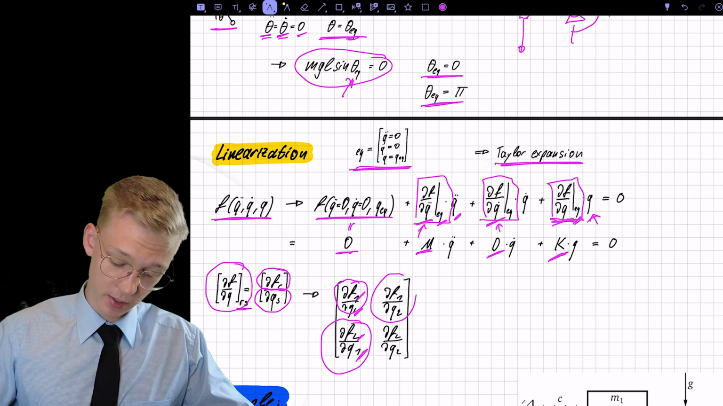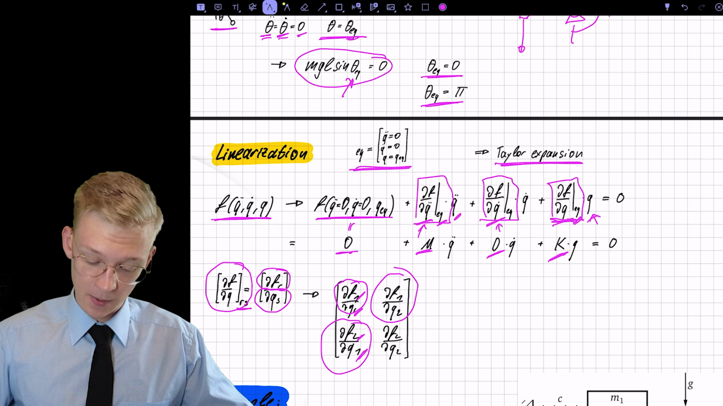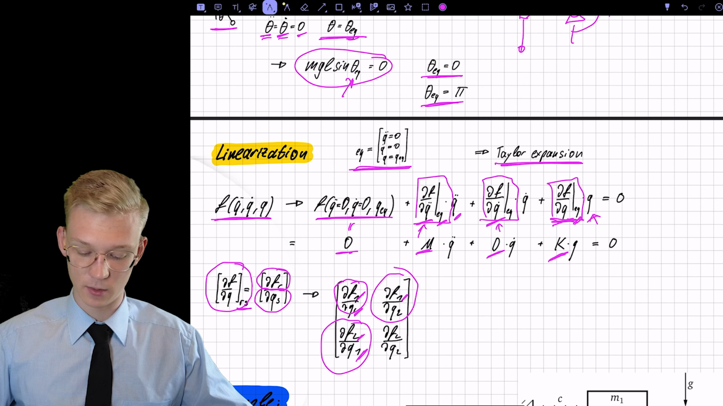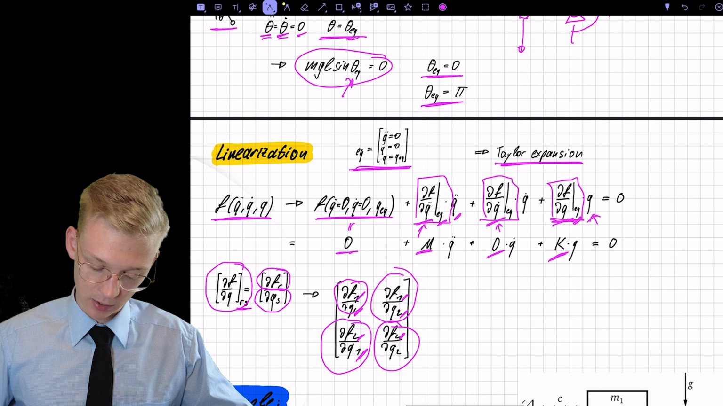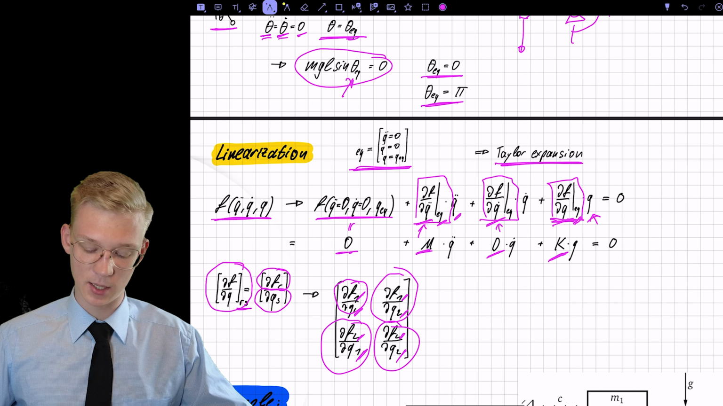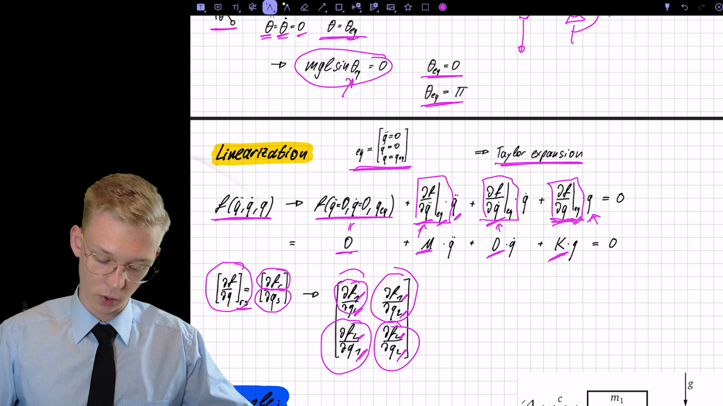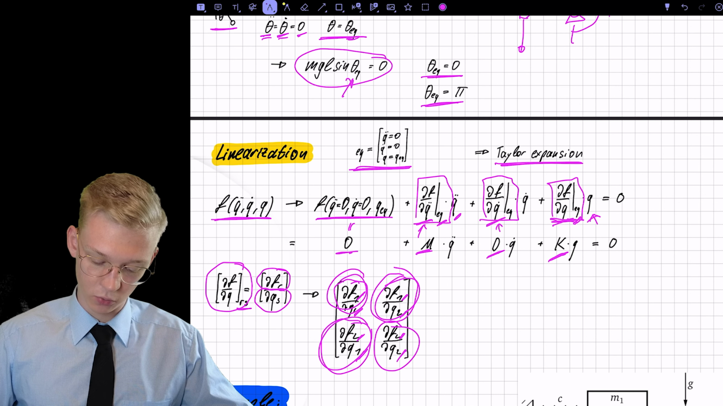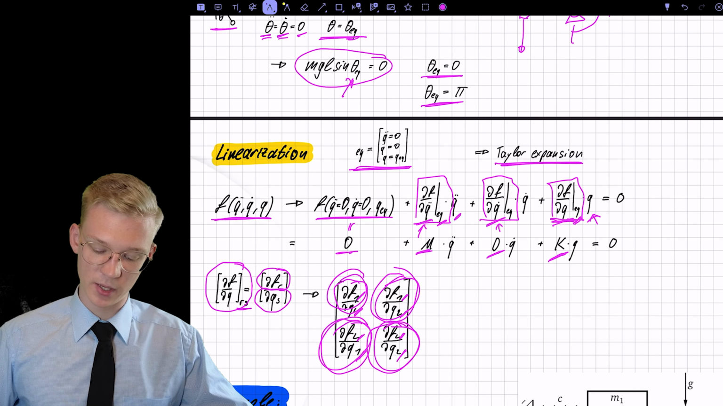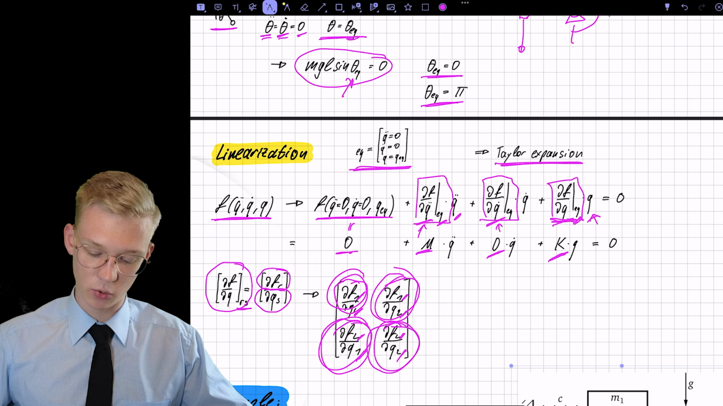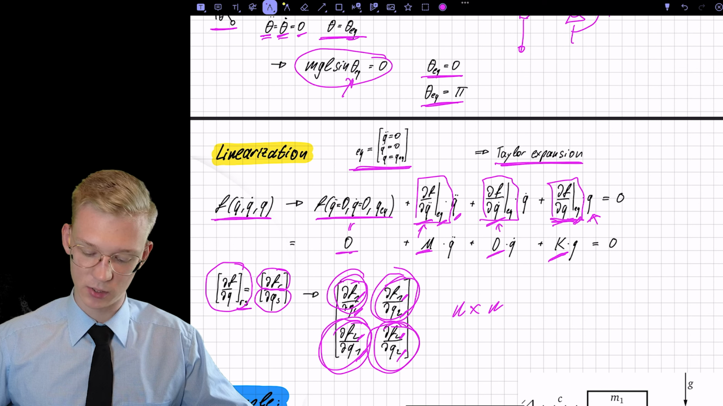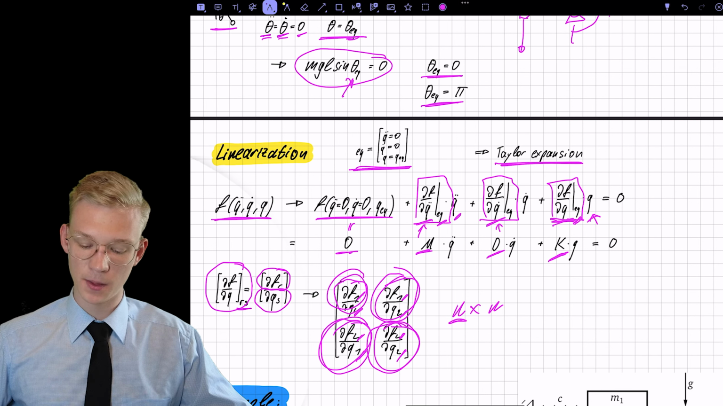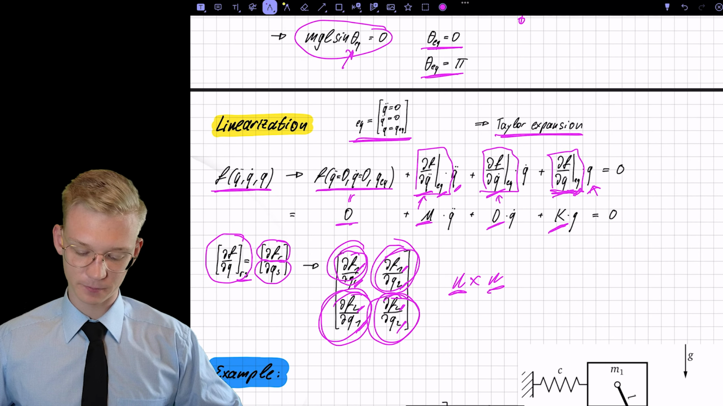Then we do this for the second degree of freedom. So we take the first equation of motion and derive it with the second degree of freedom. Then again, we take the second equation of motion and the second degree of freedom. So we have 1,1 here, 1,2, 2,1, and 2,2. So this is how we get a matrix. We get an n times n matrix because we have n degrees of freedom and n equations.